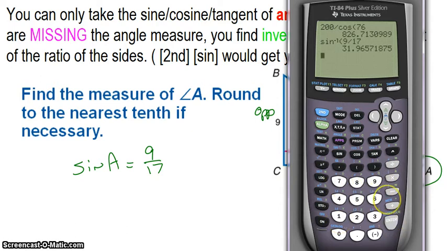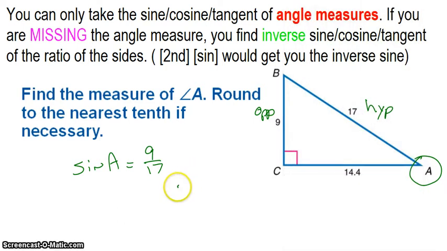So, since I do not have my angle, I'm going to do second sine for inverse sine, 9 over 17. And it's going to tell me the angle measure that has a sine of 9 over 17, which I get about 31.96, but since that rounds up to the nearest tenth, that is actually just 32. You did not have to use sine. You could have used the 14.4 and hypotenuse, whatever you wish. I wouldn't recommend using cosecant or secant since there aren't designated buttons for that on our calculator, but your call, I suppose.